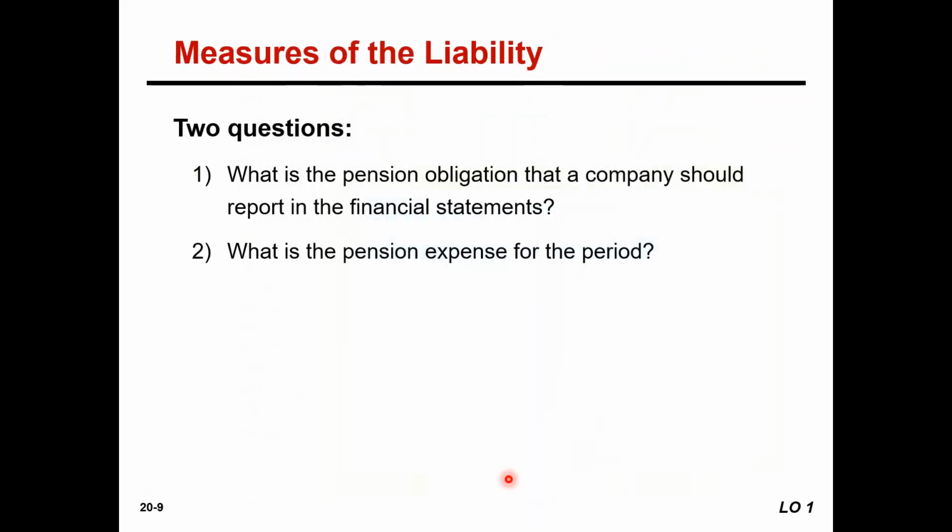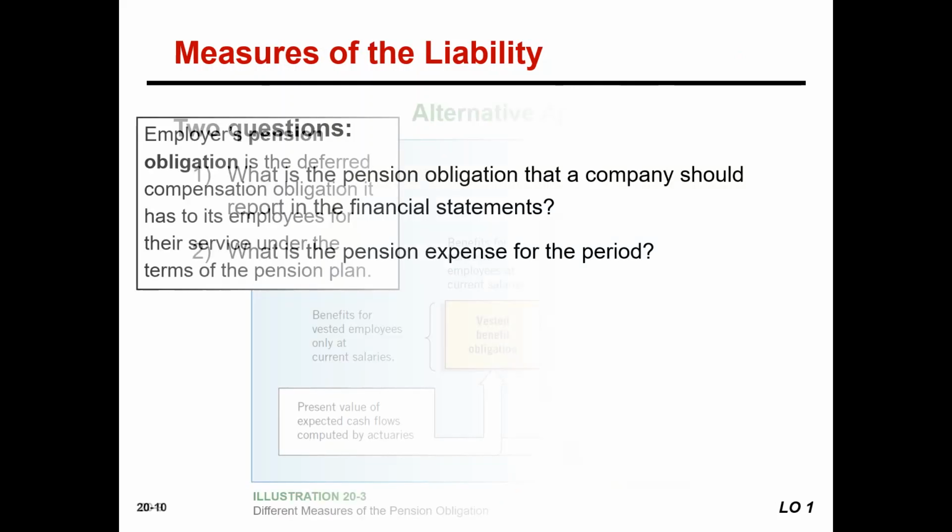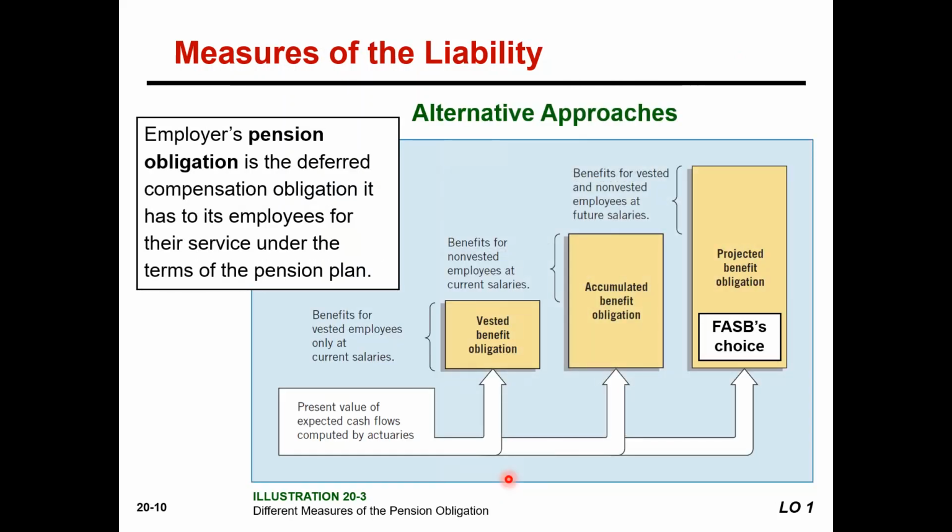Two questions. What is the pension obligation that a company should report in its financial statements? And what is the pension expense for the period? So there's alternate approaches to measuring this. Employer's pension obligation is the deferred compensation obligation it has to its employees for their service under the terms of the pension plan. And you have a vested benefit obligation, accumulated benefit obligation, or a projected benefit obligation.